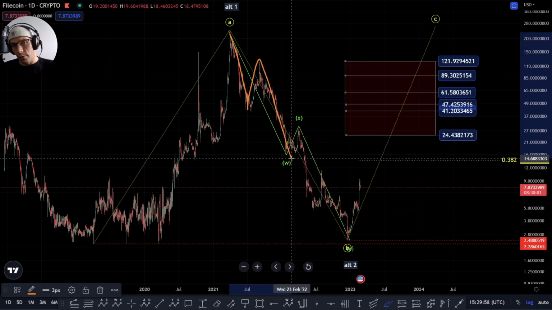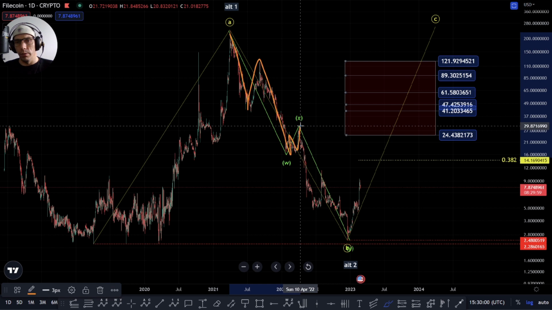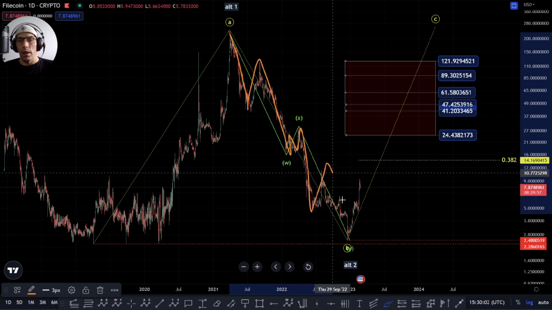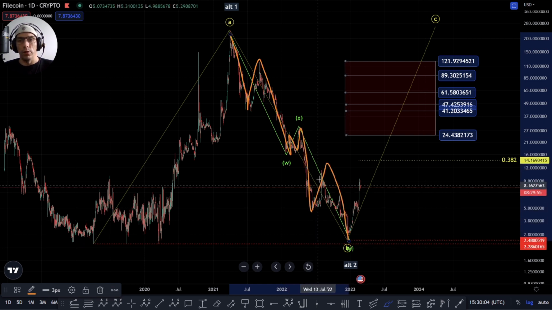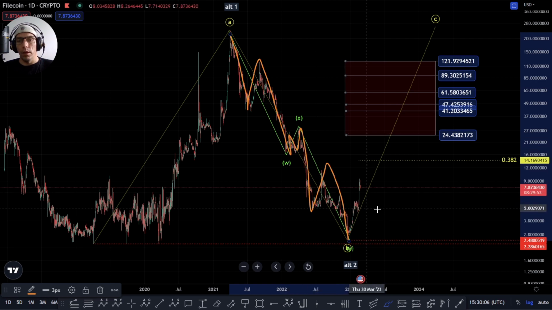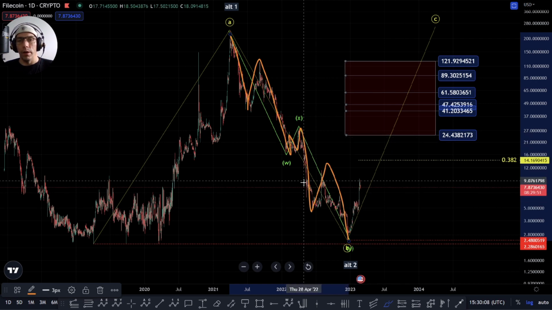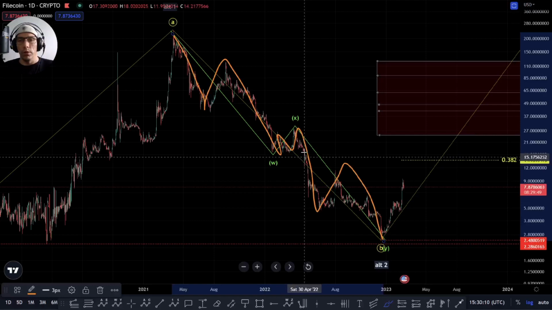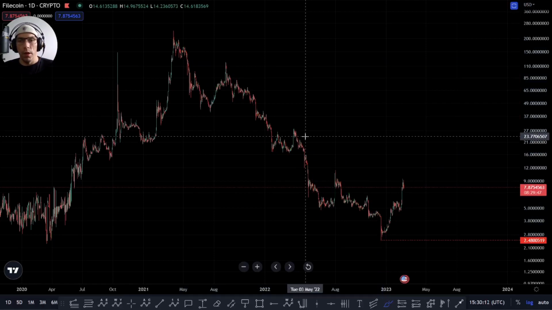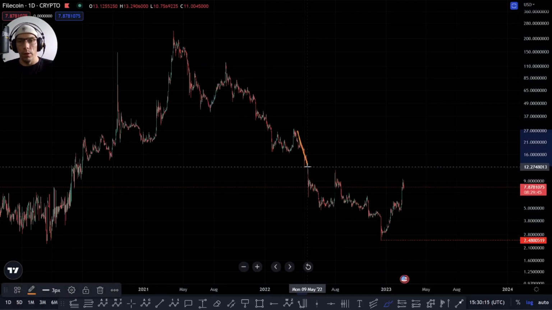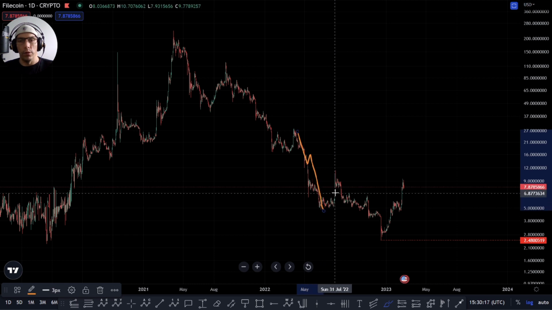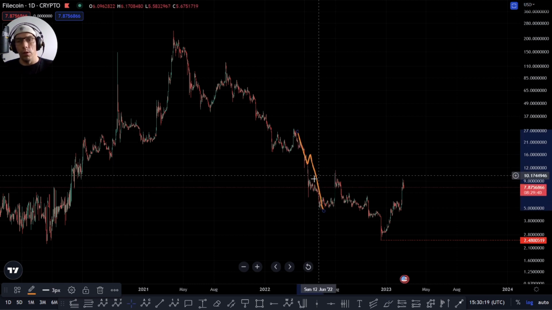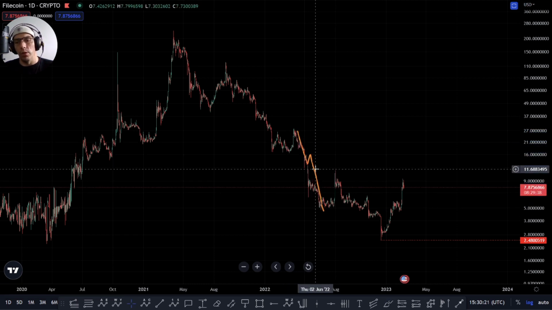So A, B, C, X wave in the middle, and another A, B, C move to the downside. Technically speaking, we could argue this is still a five-wave structure here. Alternatively, we can subdivide it in the middle, and basically what we'd be looking for then would be a double zigzag, something like this. So we can look at it this way as well.